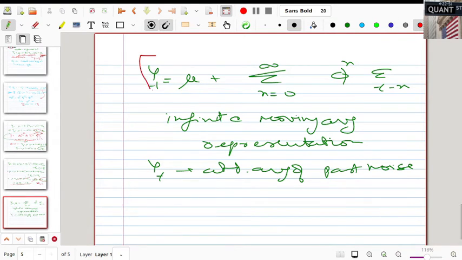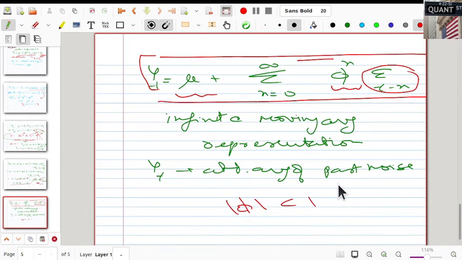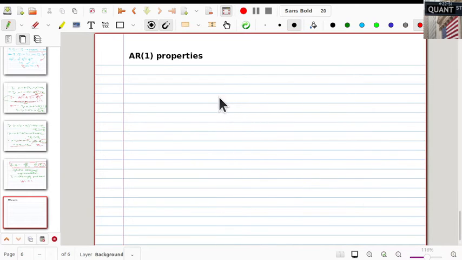As we can see, it mostly depends on this constant phi, mu and the distribution for epsilon. But the condition here is that phi is less than 1. The absolute value of phi is less than 1. So now let's take a look at some of the properties of the AR1 process. So the expectation of yt equals mu for all t.